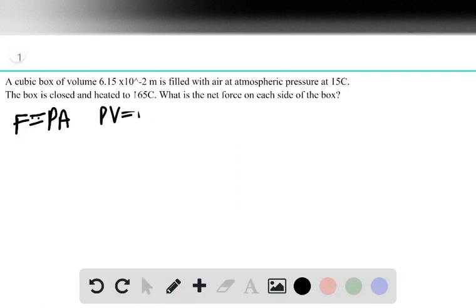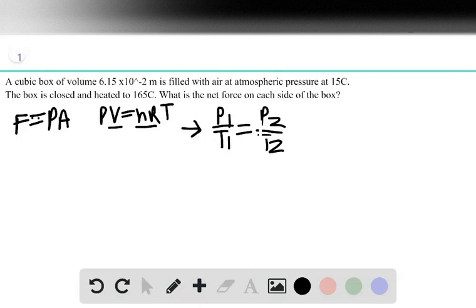So PV equals nRT. We need pressure, and we're given temperature, and we have volume. And we're going to assume that volume, number of moles, and R, obviously the gas constant, are going to stay constant. So that's going to give us the relationship that P1 over T1 equals P2 over T2. Again, just because V, n, and R are going to stay constant.